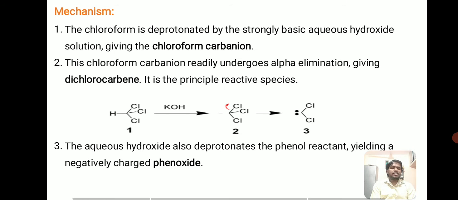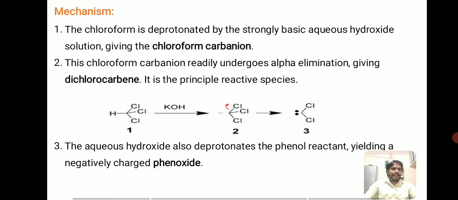Coming to the mechanism of this Reimer-Tiemann reaction, the chloroform is initially deprotonated by the strongly basic medium, that is potassium hydroxide solution, giving the chloroform carbanion, compound number 2. In the next step, what happened? This chloroform carbanion readily undergoes alpha elimination, giving rise to dichlorocarbene. This is the principal reactive species of this reaction.